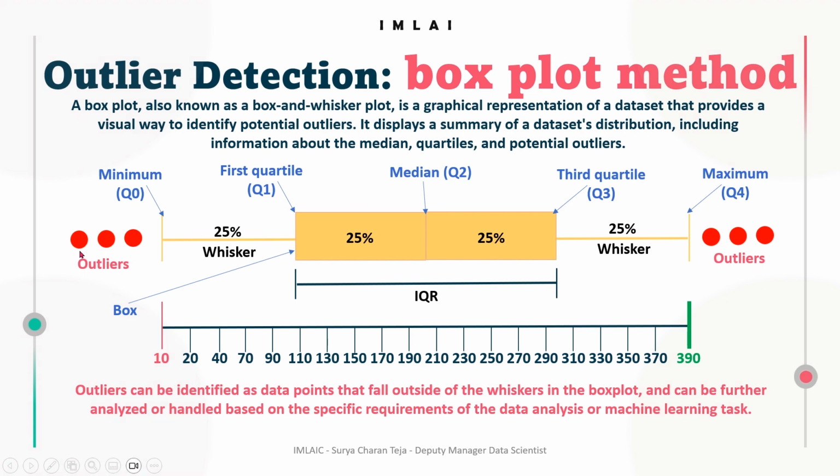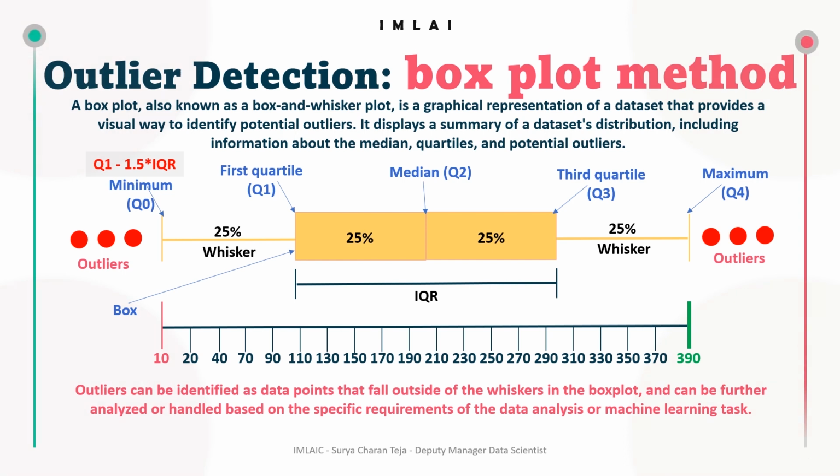So normally, the lower whisker extends from the bottom of the box to the smallest data point within 1.5 times the IQR below Q1. Similarly, the upper whisker, or right side whisker, extends from the top of the box to the largest data point within 1.5 times the IQR above Q3, that's quartile 3.